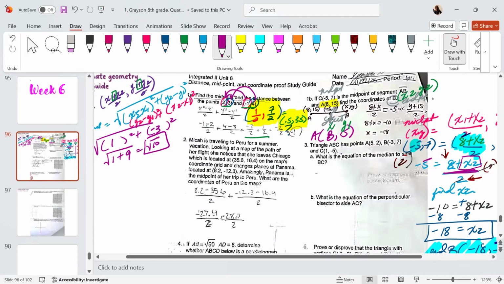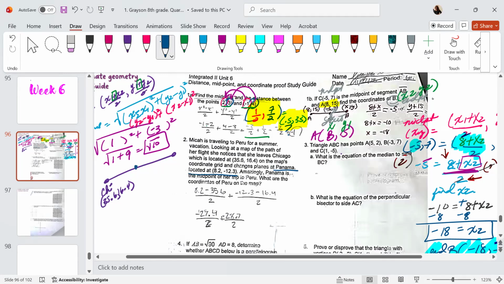I already set this up. Draw a picture first. Where's she starting at? Chicago. 35.6 and 16.4. What's the next one? Panama. Where should I put that?